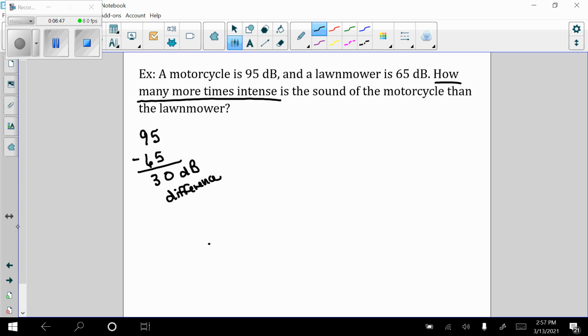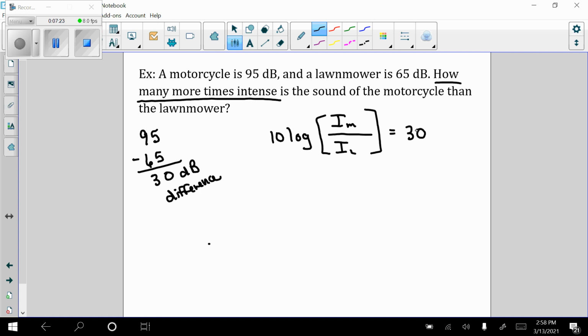So that gives me the decibel levels. Now I need to calculate the intensity level between those two objects. So if I write my formula for decibels, I've got 10 log. And remember, my intensity ratio is the stronger one over the weaker one. So I'm going to do the intensity of the motorcycle with a little sub m over the intensity of the lawnmower. And I set that equal to my 30.